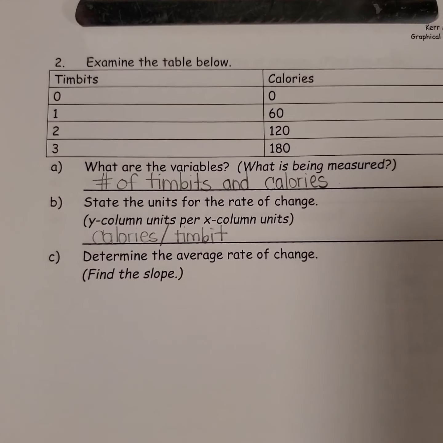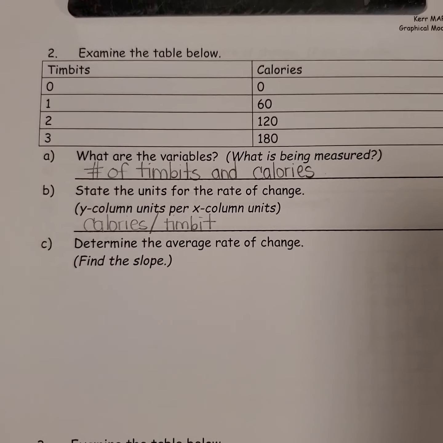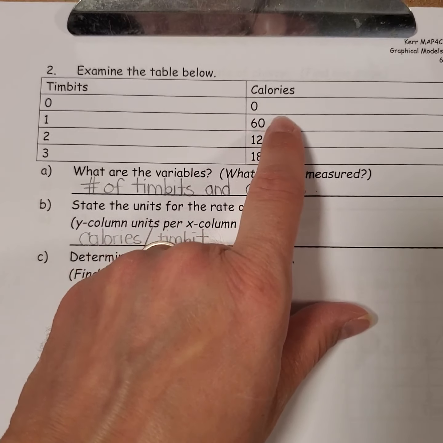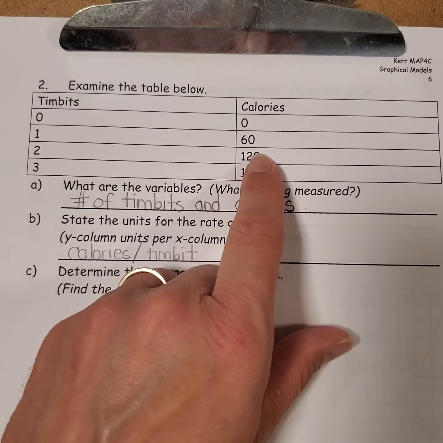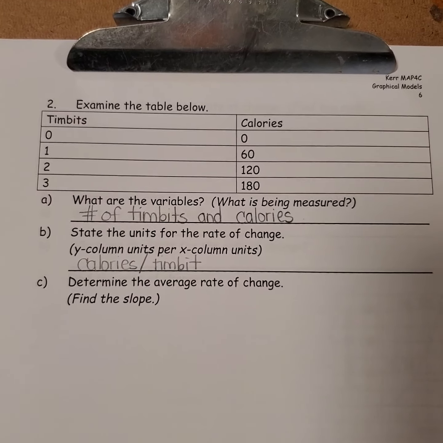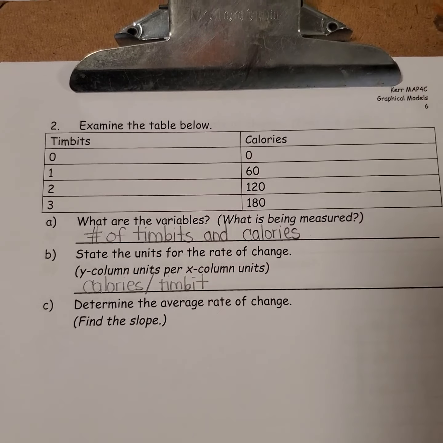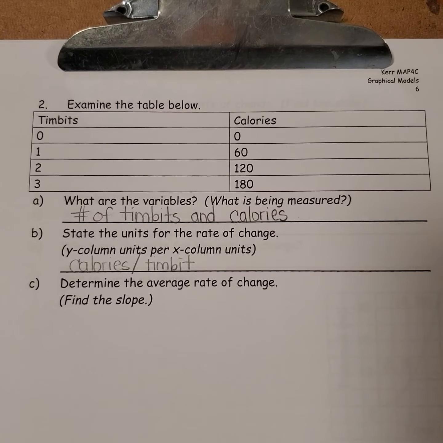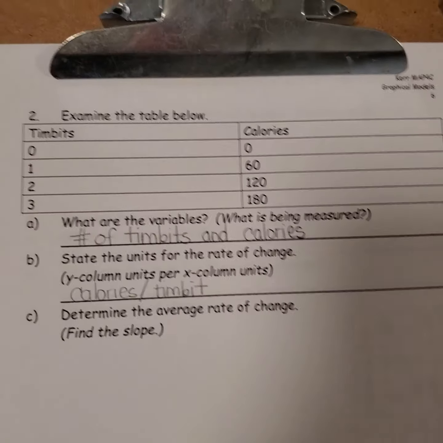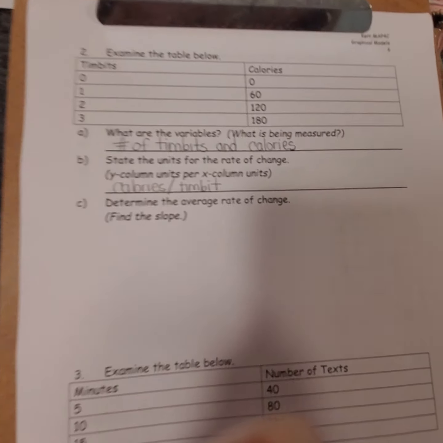Okay, it is calories per timbit, and I'll talk more about that in a minute. Now they want us to find the slope, or the average rate of change. You'll notice here that every time we increase in the y column, the dependent variable, we're increasing by the same amount. This might ring a bell. We have equal first differences. But I could use any combination of these numbers to find the average rate of change.